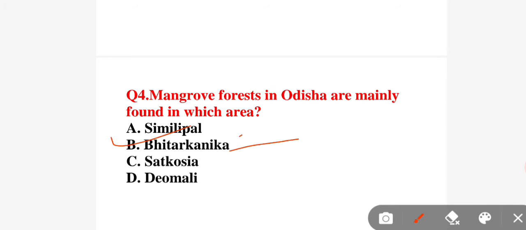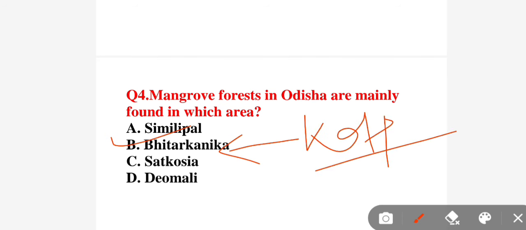So in Bhitarkanika the mangrove forest is seen. As all of you know, it is situated in the Kendrapada district, and it is India's second largest mangrove ecosystem after the Sundarban. And this vital ecosystem is fed by, can you tell me which river? Yes, Brahmani and Baitarani, and this is a crucial habitat for the saltwater crocodiles.